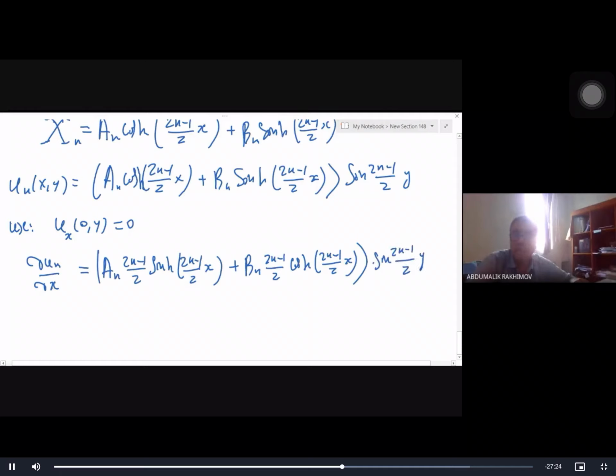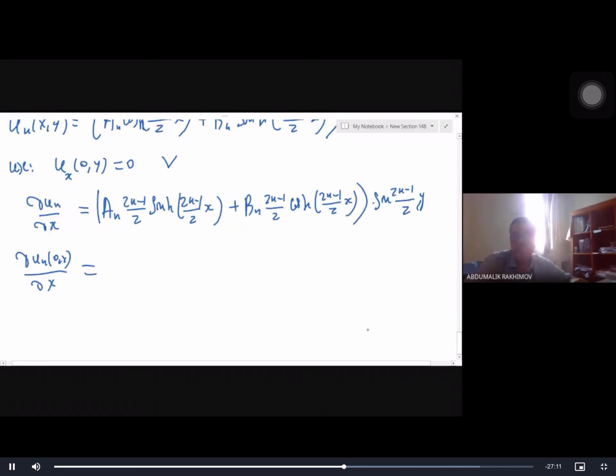Then you substitute x equals 0. For un, the derivative at 0,y, this condition, right? So the first term vanishes because sine hyperbolic 0 is 0. So we have bn times 2n minus 1 over 2 times sine 2n minus 1 over 2 y equal to 0. So we found that bn must be 0. So all bn coefficients are 0.